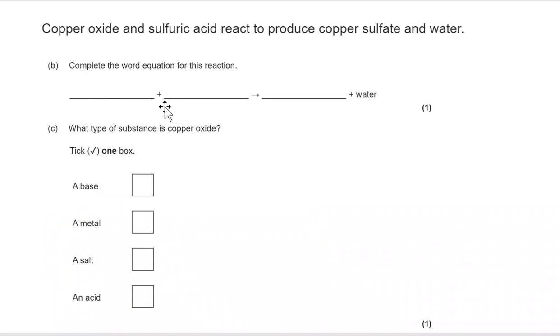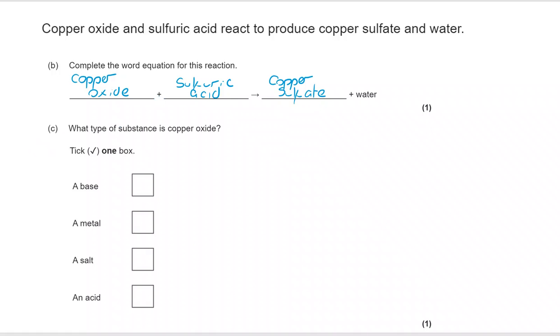On to part B, complete the word equation for the reaction between copper oxide and sulfuric acid to make copper sulfate and water. All of the information is provided. All you've got to do is put them in the right places. So copper oxide and sulfuric acid are reactants, so they go on the left-hand side of the equation. We're making copper sulfate and the water is already included.